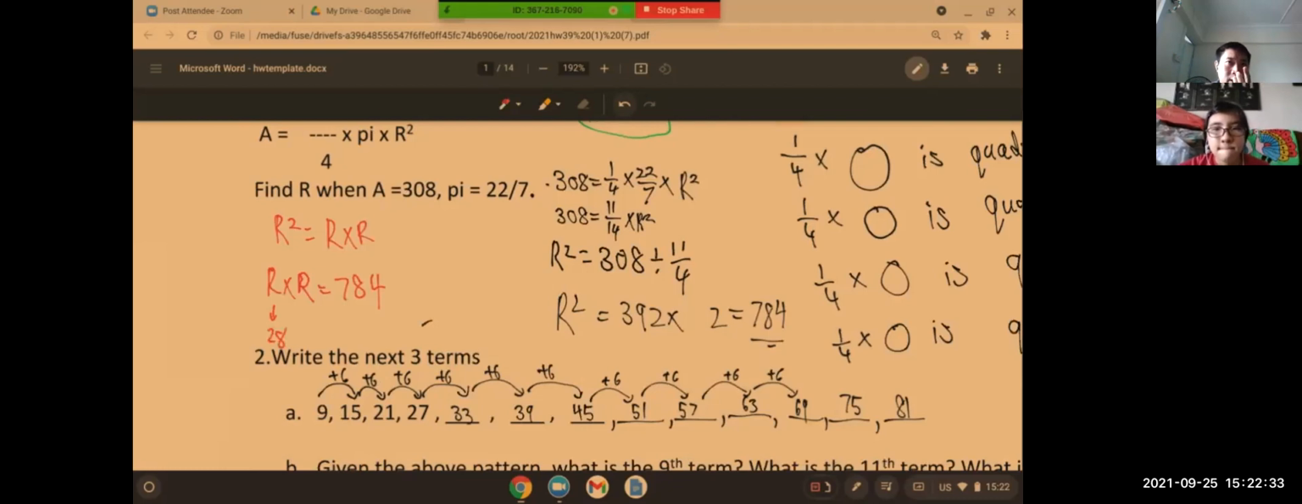Hey, can you double check for me? 308 divided by 11 over 4. 112. Then how come here? You look at your answer here. 308 divided by 11 over 4. How come it suddenly becomes 392 times 2? You circle your 308 divided by 11 over 4, and then you continue to circle your 392 times 2. I don't know where you get 392 times 2 from.